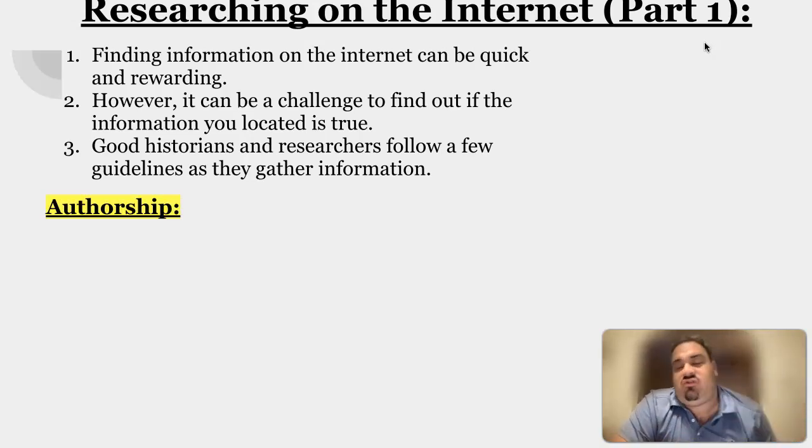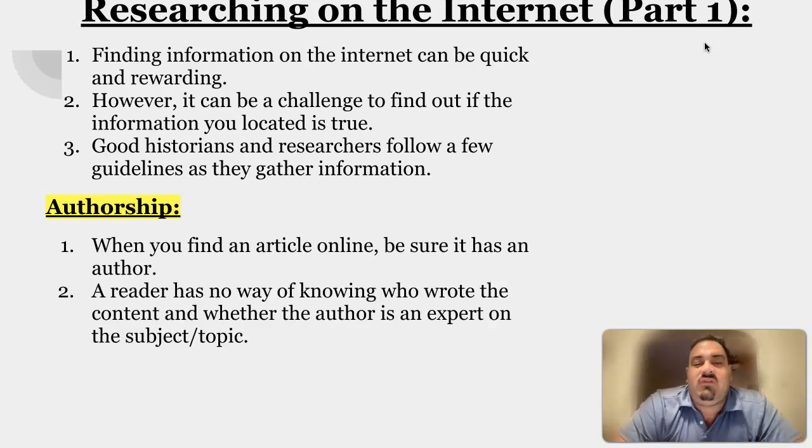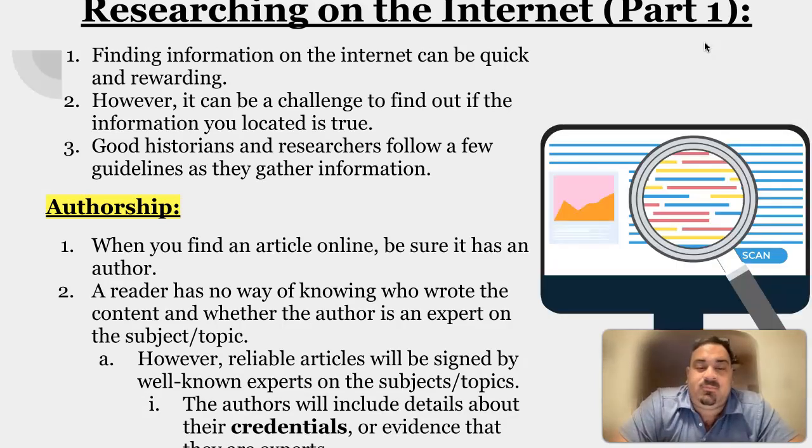First thing to do is check to make sure that it has authorship. What that means is to be sure it has an author. A reader has no way of knowing who wrote the content and whether the author is an expert on the subject or topic. However, reliable articles will be signed by well-known experts on the subjects and topics. The authors will include details about their credentials or evidence that they're experts.